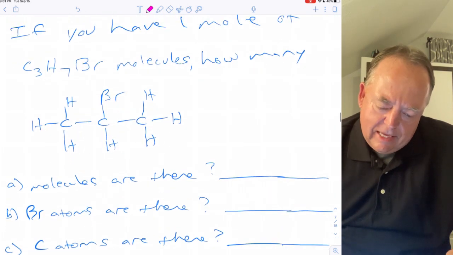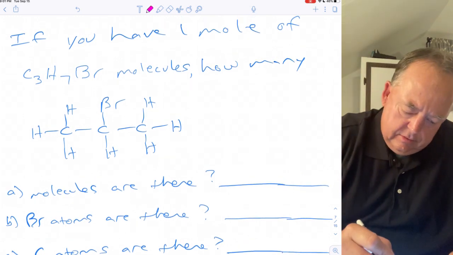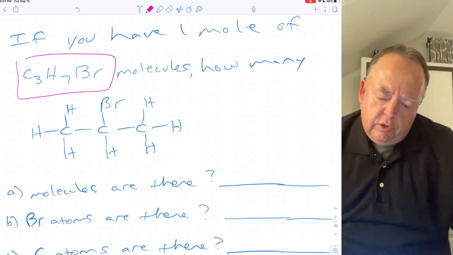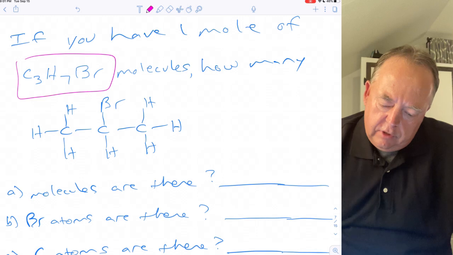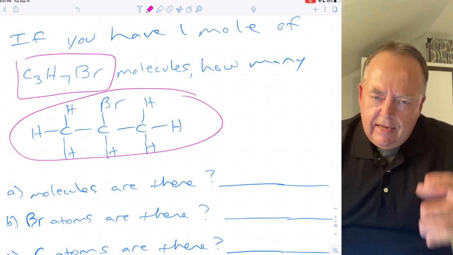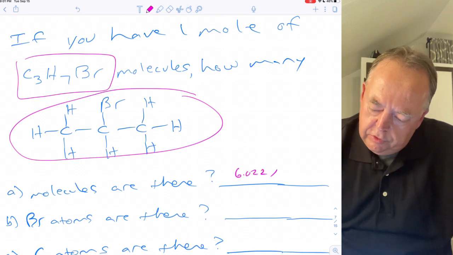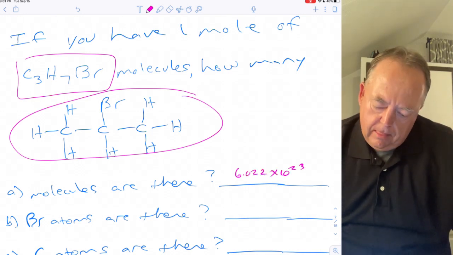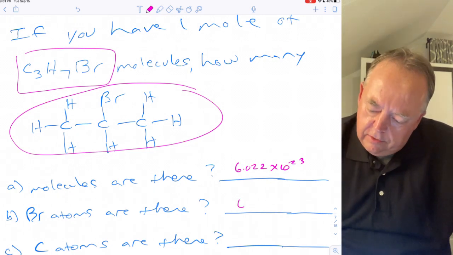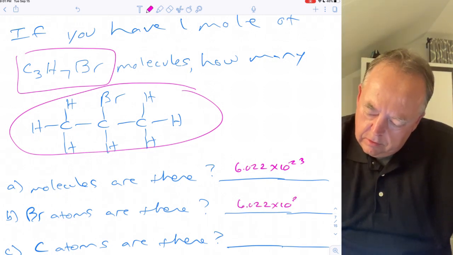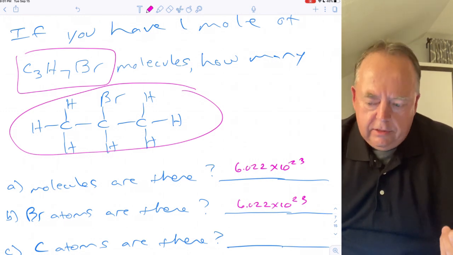So we'll take another example. If you had 1 mole of this molecule, C3H7Br, how many molecules are there? If we're talking about molecules, we're talking about the entire thing, right? So 1 mole of anything is 6.022 times 10 to the 23rd. How many bromines would there be? Well, there's 1 bromine per molecule. So there would also be 6.022 times 10 to the 23rd bromines, right?